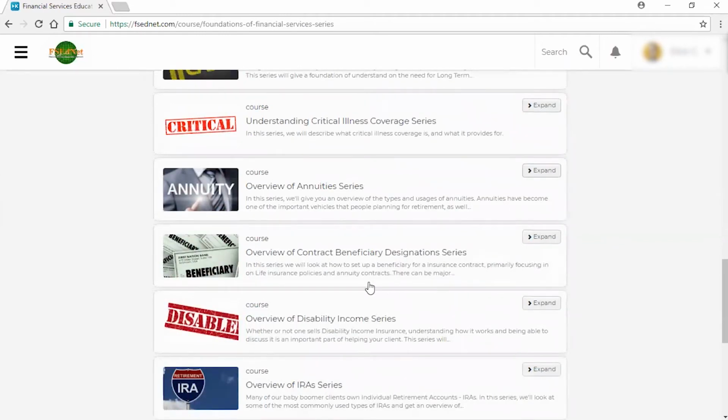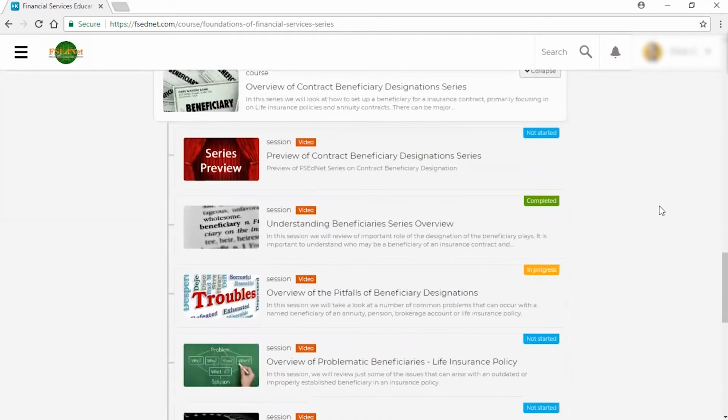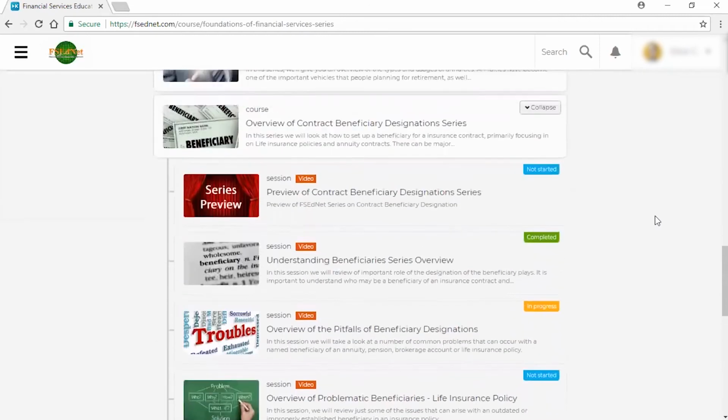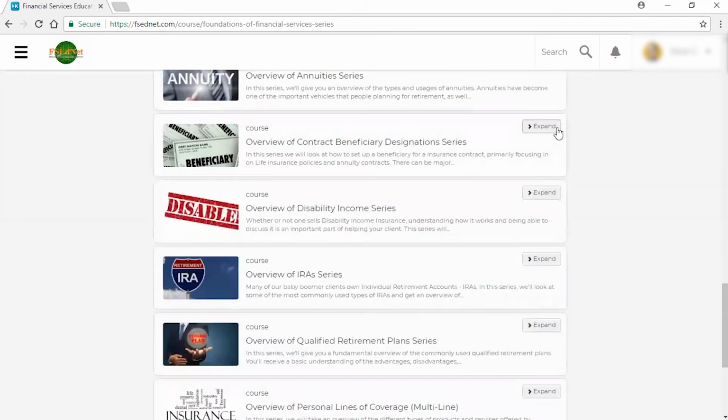Understanding contract beneficiaries for both life insurance and annuities is an important series, not only on ensuring that today's consumers understand all of the ramifications of not doing it properly, but what could happen if it is not kept up to date. We will learn about disability income insurance.